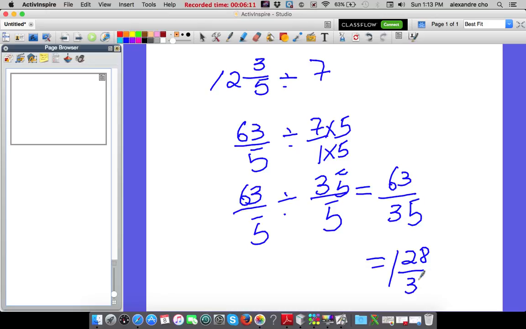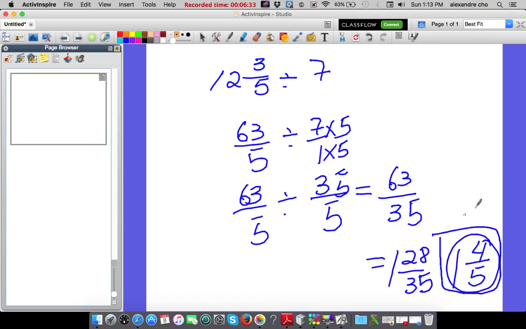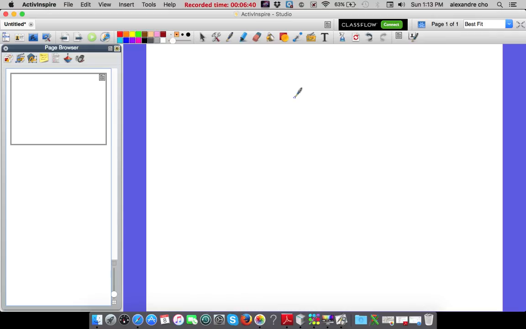Over 35. Can you simplify this? Yes, you can. 28 and 35 are both multiples of 7, so we're going to divide 28 by 7 and 35 by 7. So 28 divided by 7 is 4, and 35 divided by 7 is 5. Final answer, 1 4/5 miles. So every day, if she ran 12 3/5 in 7 days, that means she ran 1 4/5 of a mile every single day. Final answer, number 19. Oh, sorry. Final answer, letter A for number 19.